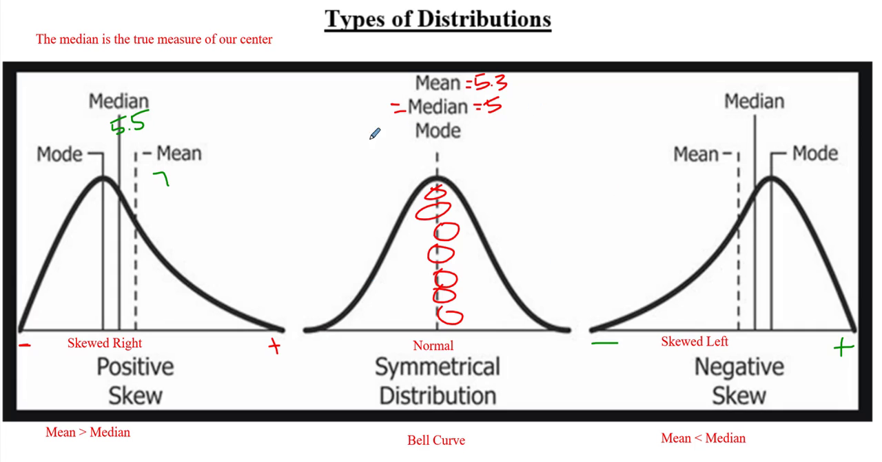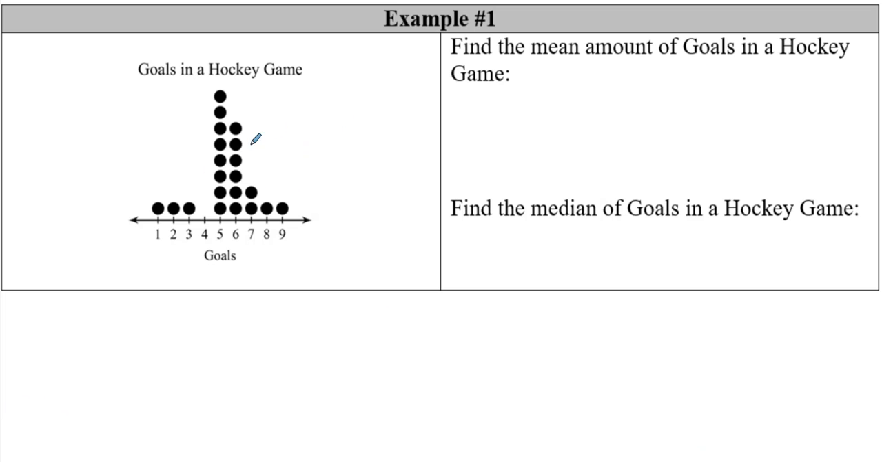These types of distributions are paramount. Make sure that you have a way to commit this to memory and understand what would be greater or less than based on the direction of your skew. All right, very good. So we have this dot plot. This one is talking about goals in a hockey game.